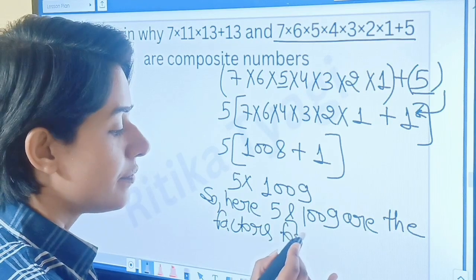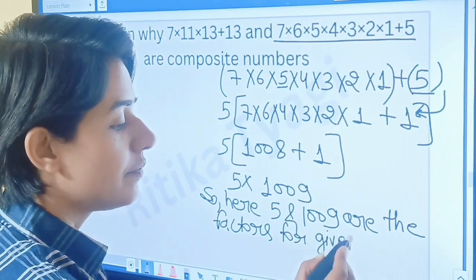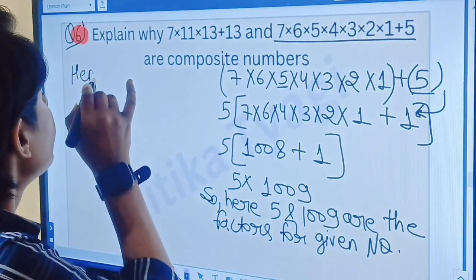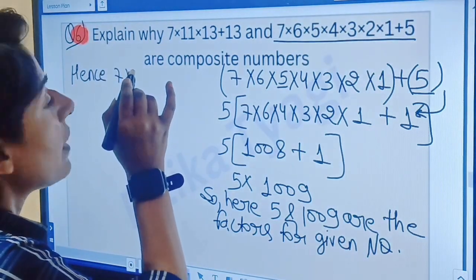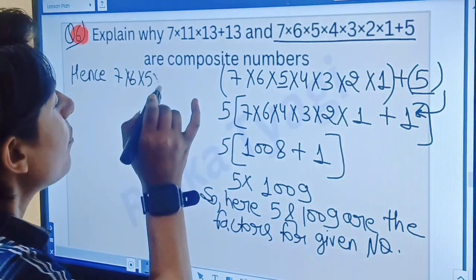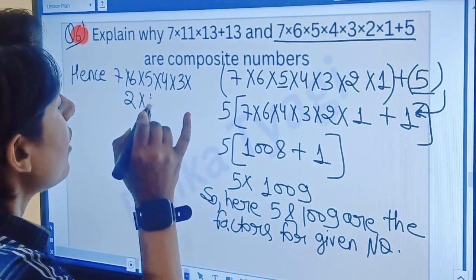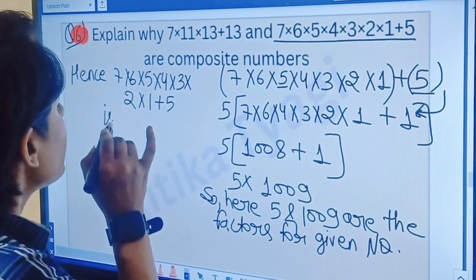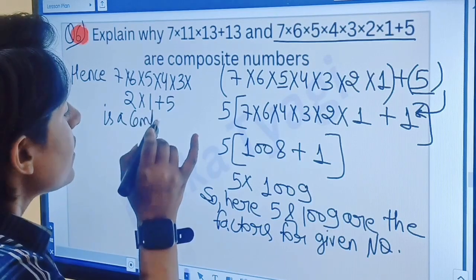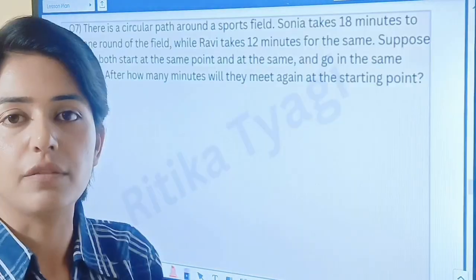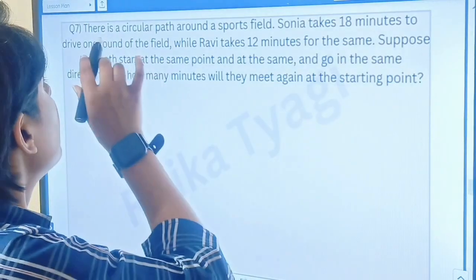for given numbers. Hence 7 multiply 6 multiply 5 multiply 4 multiply 3 multiply 2 multiply 1 plus 5 is a composite number. Solving question number 7.